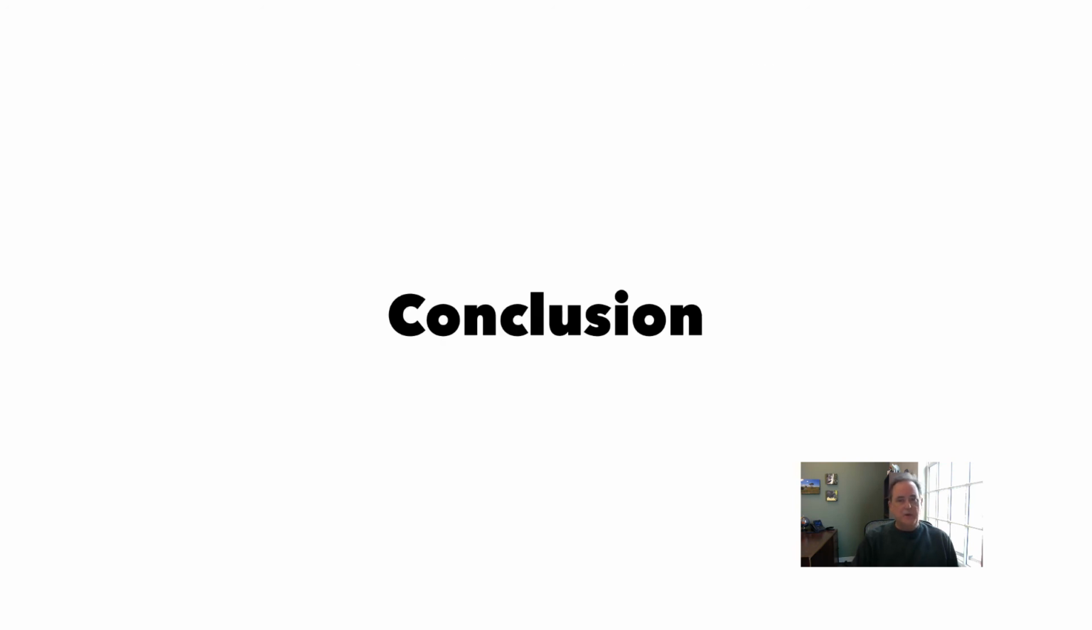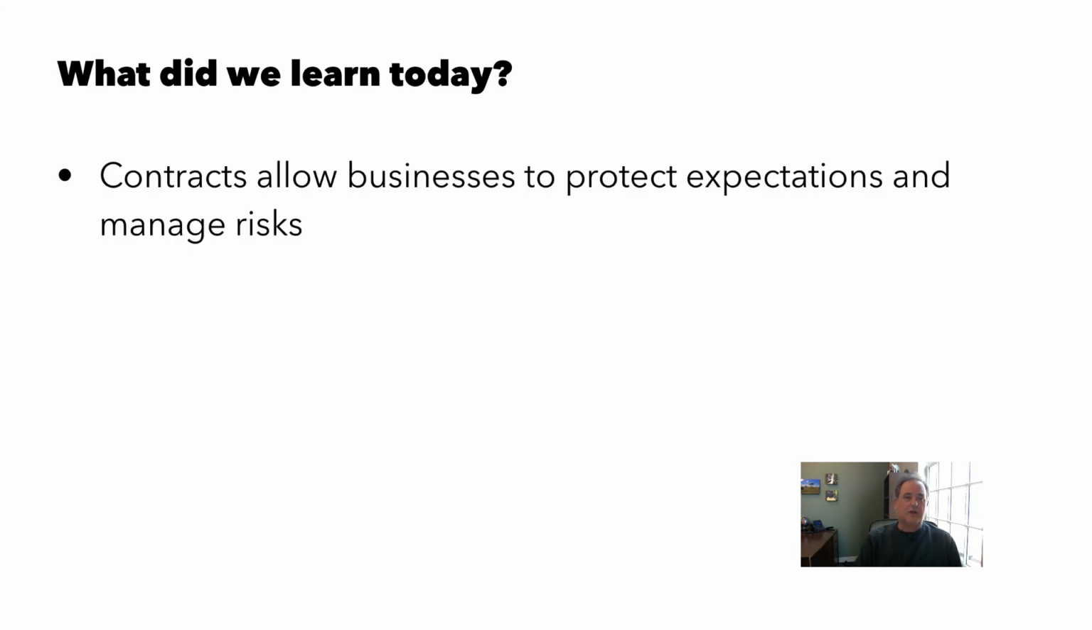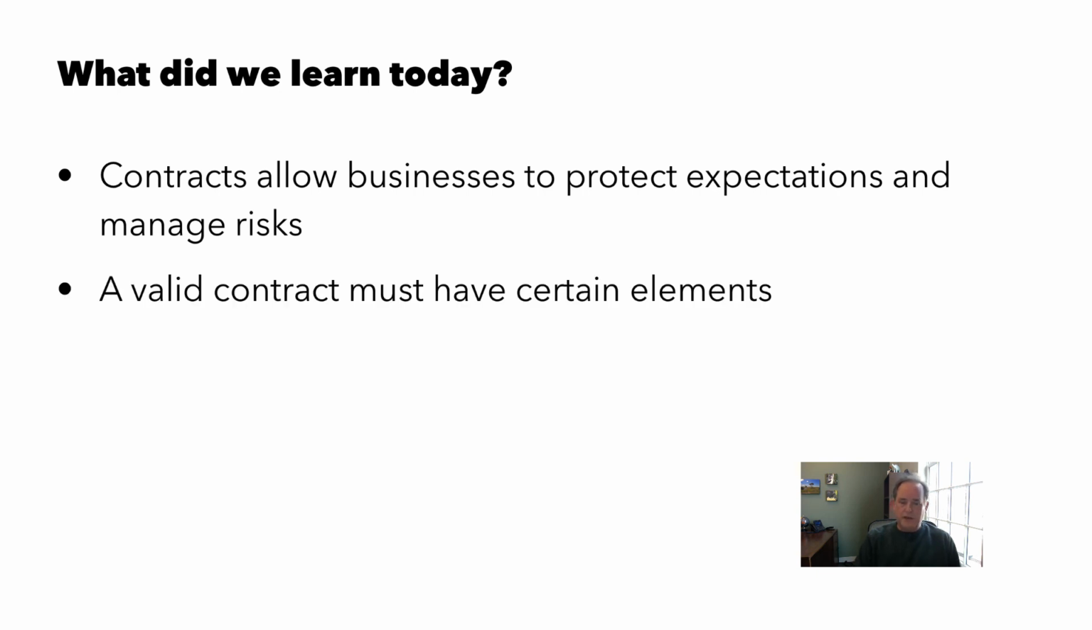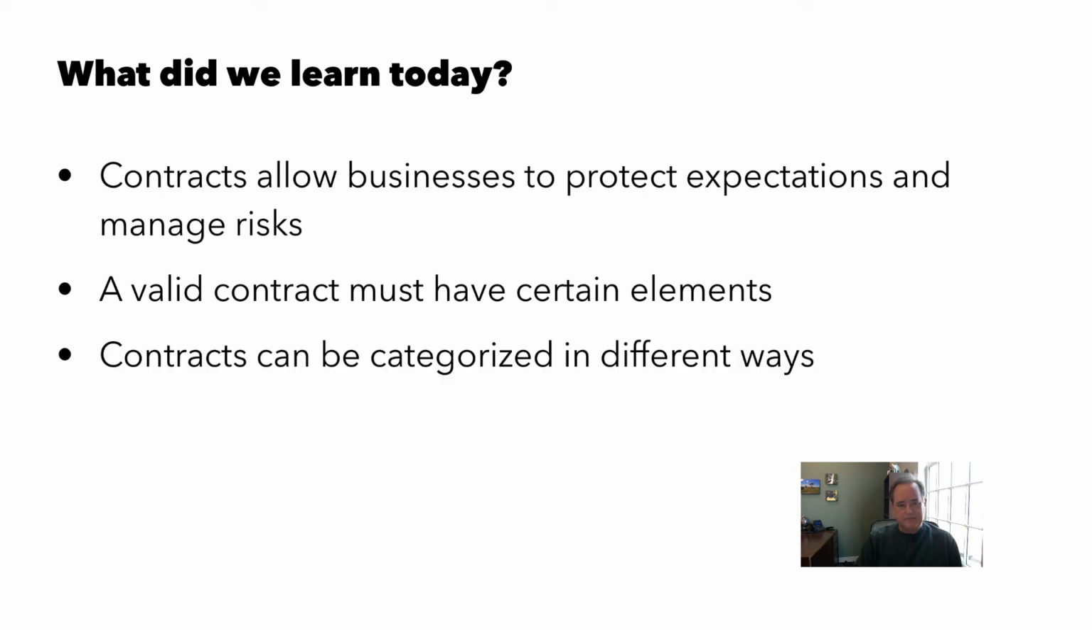And that's it. So in conclusion, what did we learn today? Contracts allow businesses to protect their expectations and to manage their risks. We know that a valid contract, an enforceable contract, must have certain elements: mutual assent, consideration, it must be for a legal purpose, and the parties must have legal standing. And finally, contracts can be categorized in different ways.